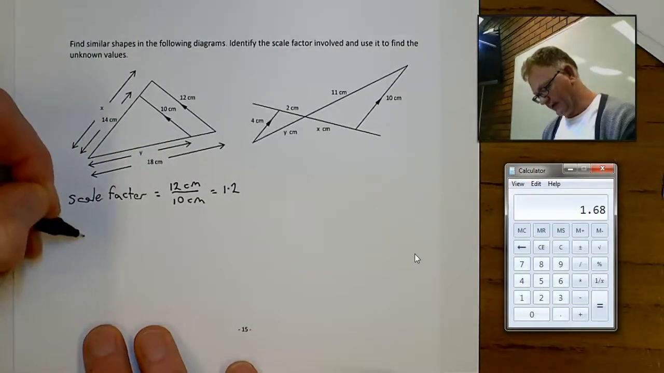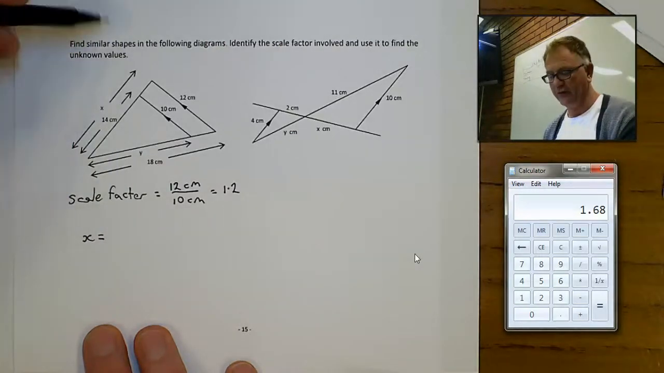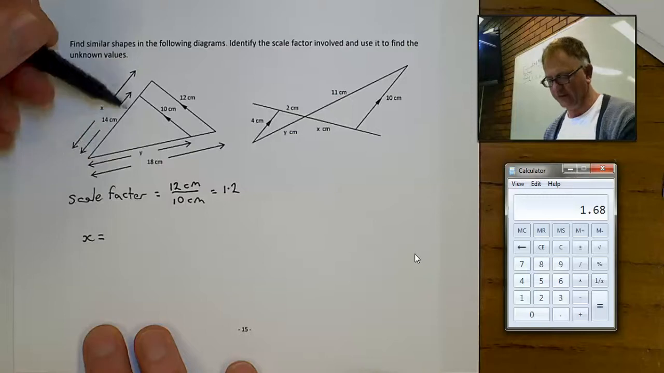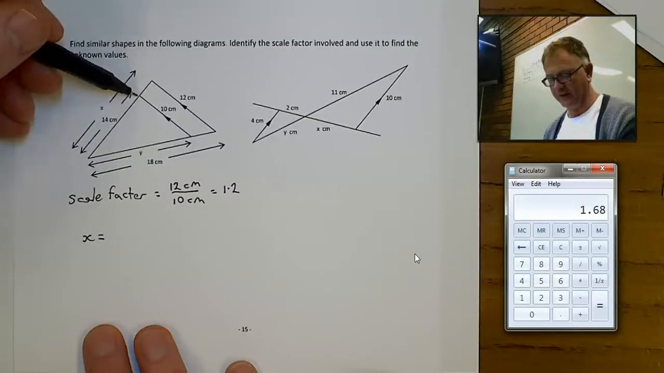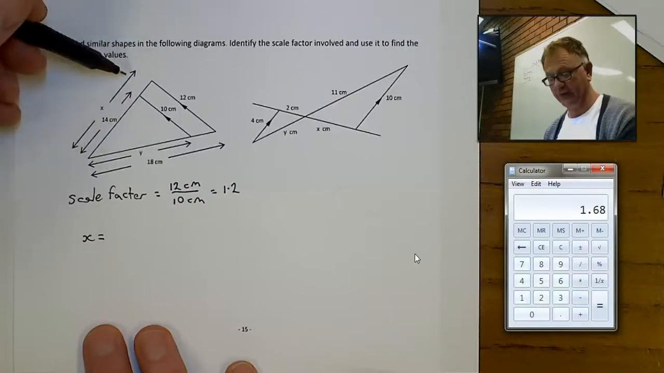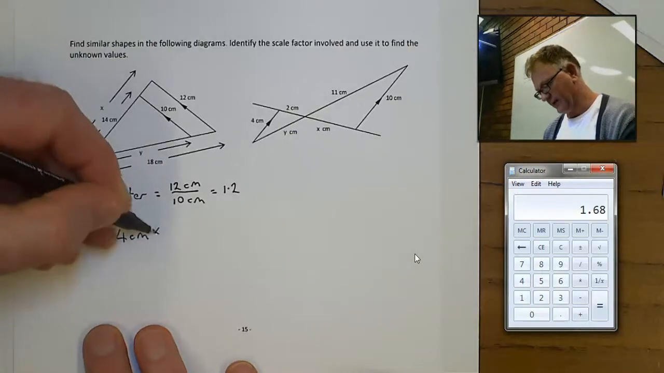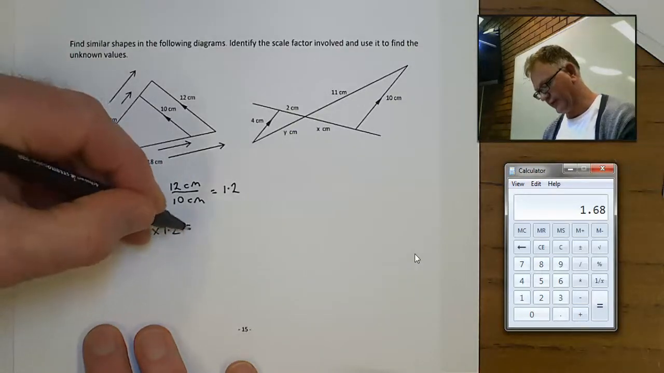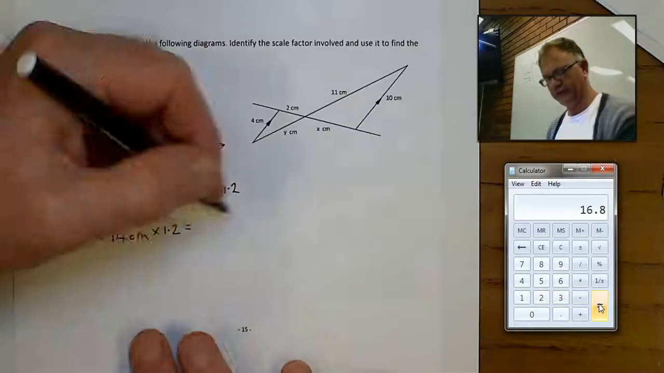So if you want to find out size x here, x is equal to 1.2 times the size it was on the original triangle. This is its corresponding position on the small triangle, on the original triangle. Now we've blown it up by a factor of 1.2. So it was 14 centimetres on the small triangle, times by 1.2 to get its size on the large triangle, equals 16.8 centimetres.